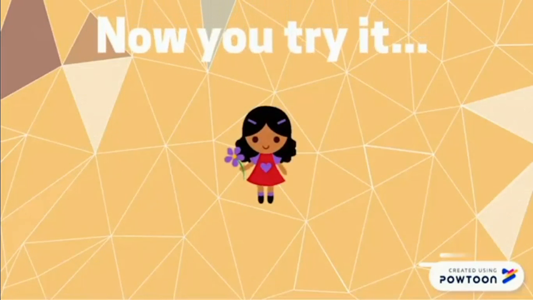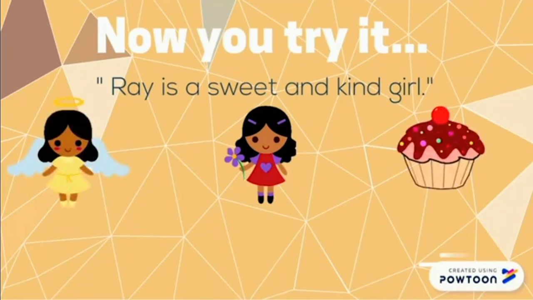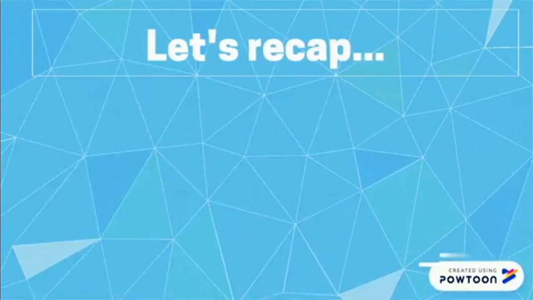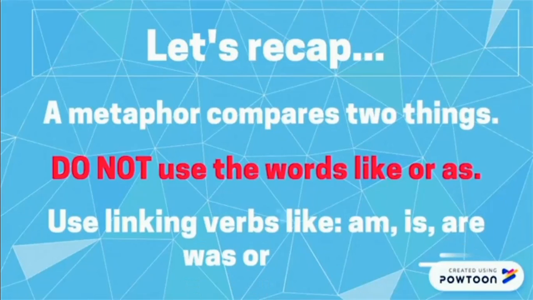Now you try it. Ray is a sweet and kind girl. How can you make that a metaphor? Let's think of something that is sweet and compare Ray to it. It can be an angel or a cupcake. So, Ray is an angel. Ray is a cupcake. Let's recap. A metaphor compares 2 things. Do not use the words like or as. Use linking verbs like am, is, are, was, or were.